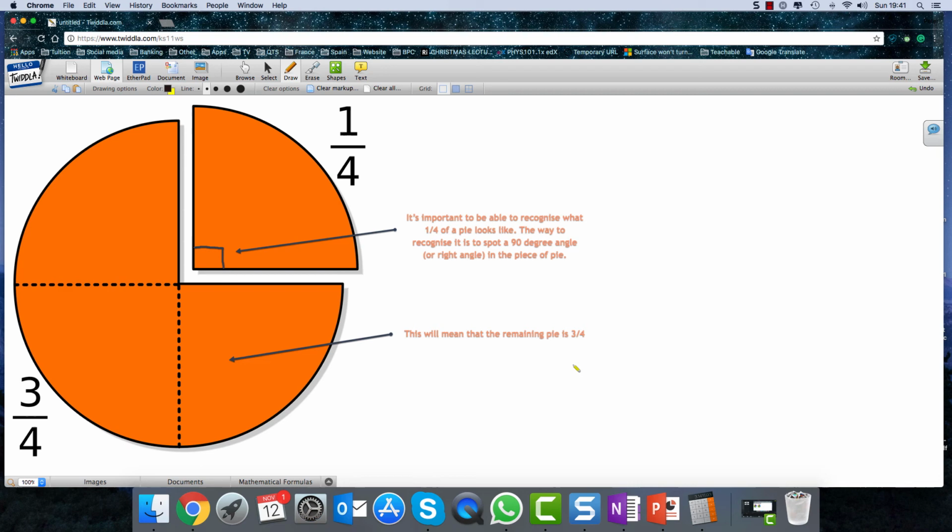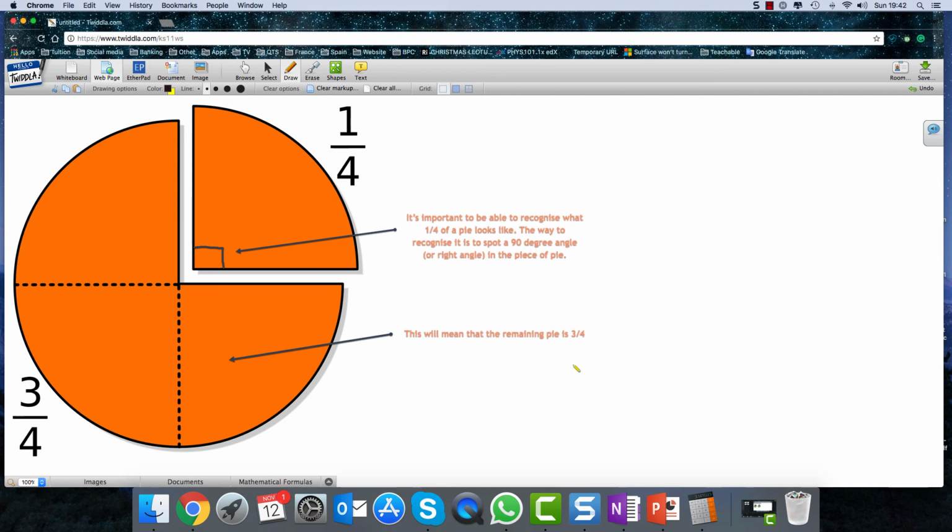A 90-degree angle is sometimes called a right angle, and right angles are ever present in everyday life. If you look at any table, they tend to have right angles in the corners. If you look at your TV screen, there'll be right angles in the corners. If you look at any building or a room, the walls and the floor are set at right angles. So right angles are very important.